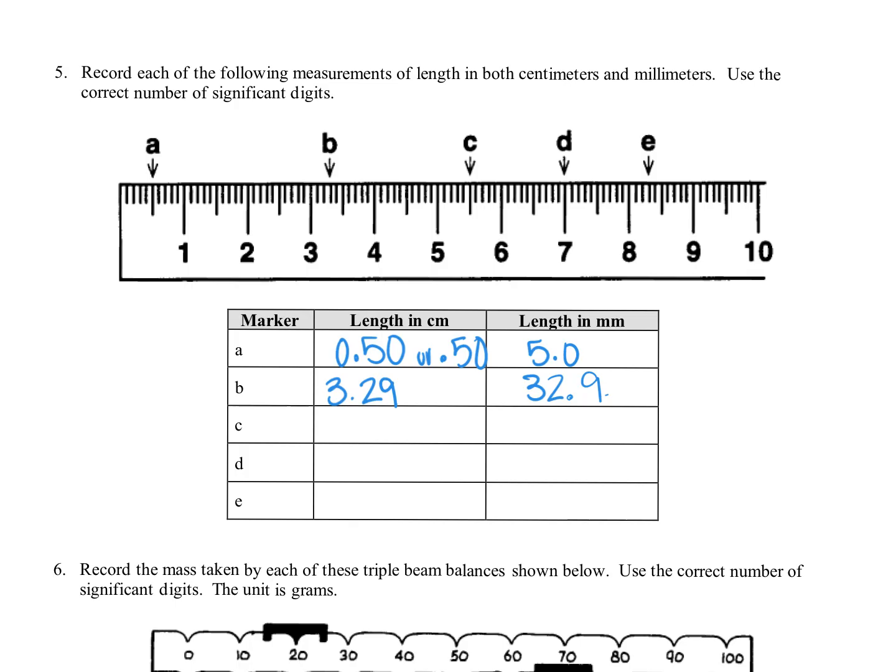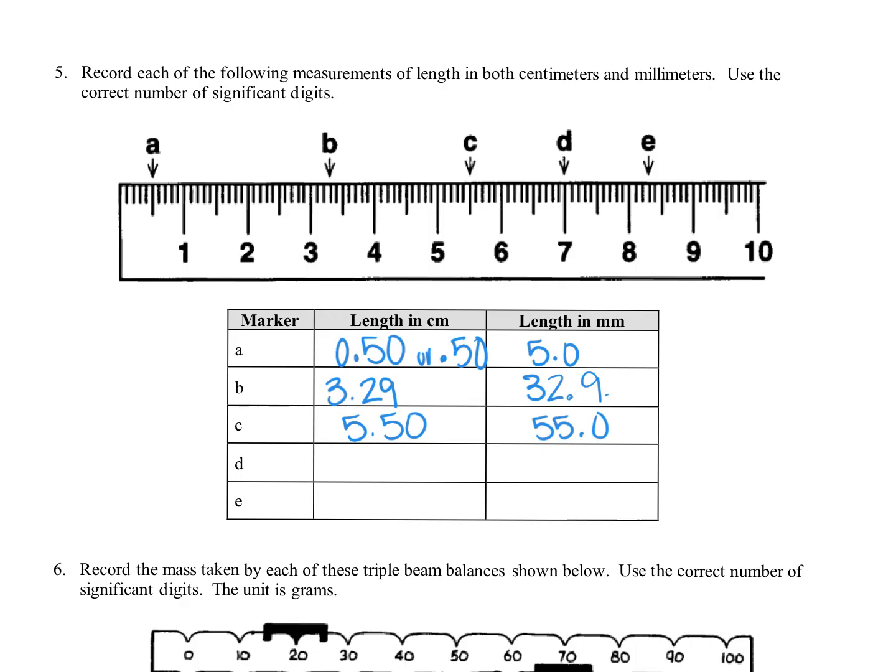Okay. Someone tell me, what did you get for C? 5.50. Give me a nod. Do you agree? If you did 5.49, is that okay too? Okay. The key here is you just have to have out to the hundredths place. So 2 numbers after the decimal. What would this be in millimeters? Okay, 55.0.